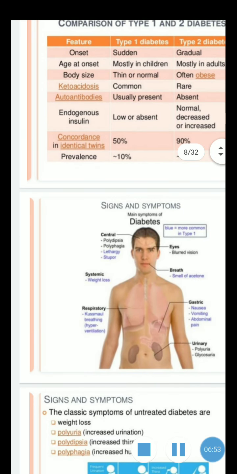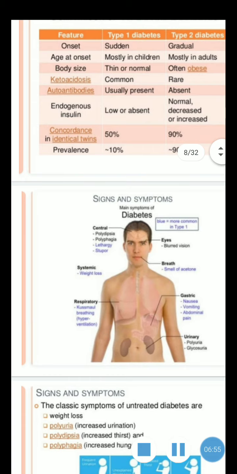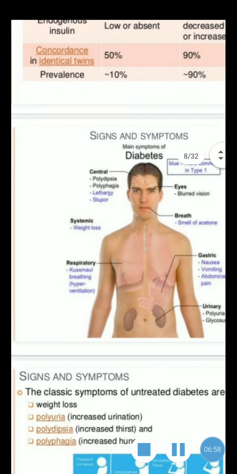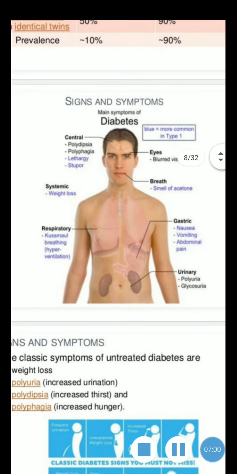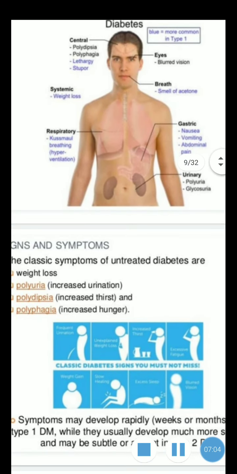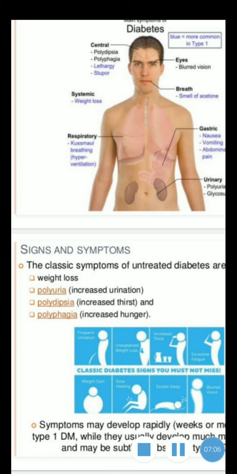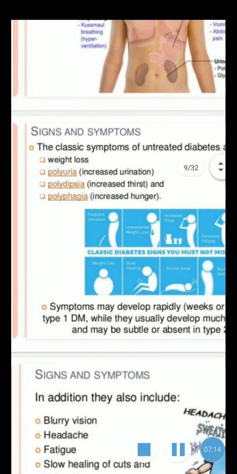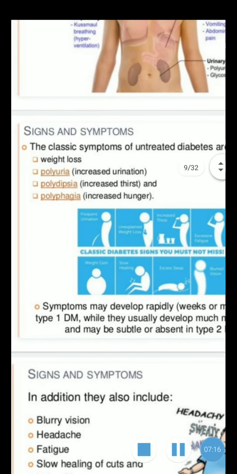Then we will, so these are the few signs and symptoms of diabetes. Here you can see the different signs. First, weight loss. Second, polyuria, it means increased urination. Then polydipsia, it means increased thirst, and polyphagia, it means increased hunger.